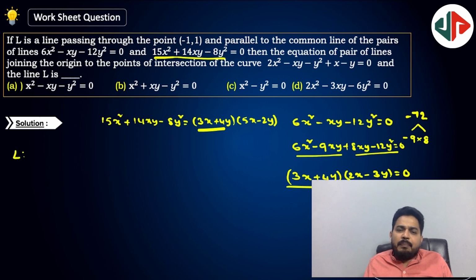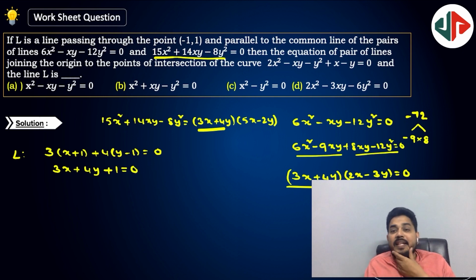So L is the line passing through this point, parallel to this. So what is that one? 3 times x minus of minus 1, plus 4 times y minus 1 is equal to 0. So this equation is 3x plus 4y plus 1 is equal to 0. Fine.